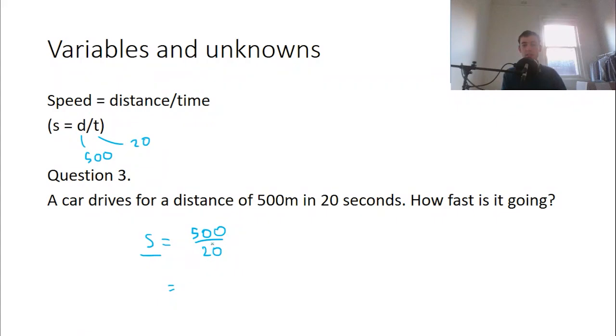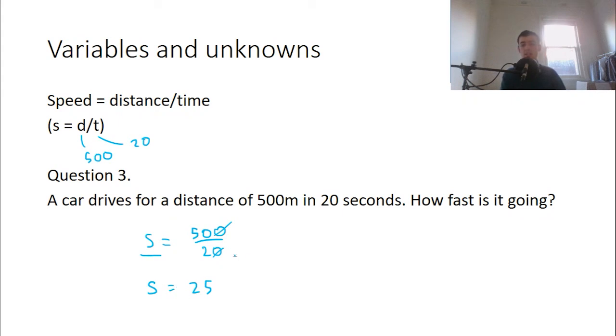500 divided by 20 is like 50 divided by 2, which is 25. So the only number that S can be is 25. Okay, so that was our unknown, and now we've found it out. So hopefully you now know the difference between variables and unknowns.